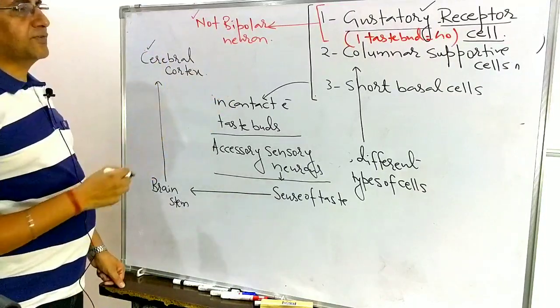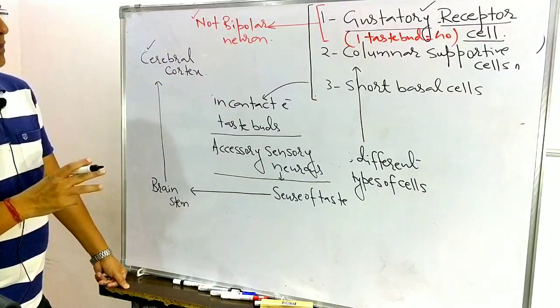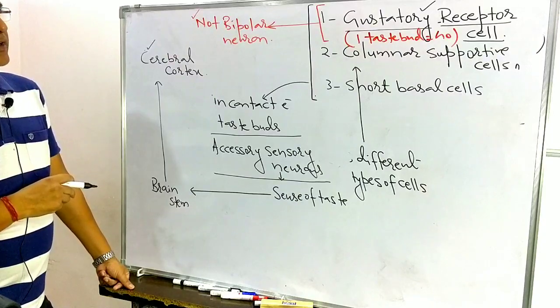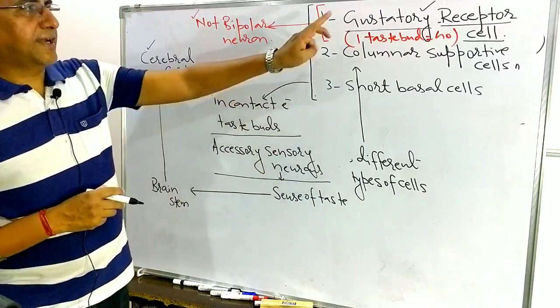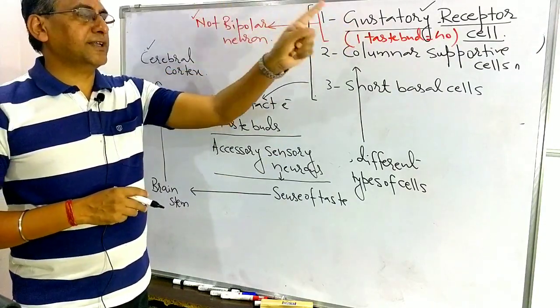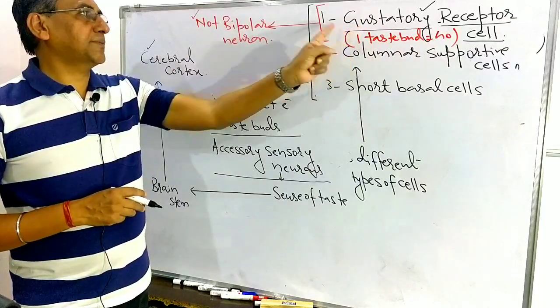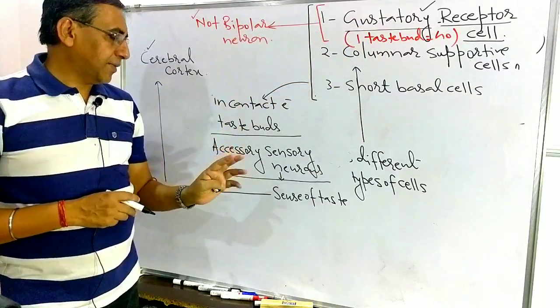So these are the differences you have to remember, in very short, related with the olfactory receptor and gustatory receptor organ. Type of cell: olfactory receptor cells are bipolar neurons, but gustatory receptor cells are simple cells having microvilli.